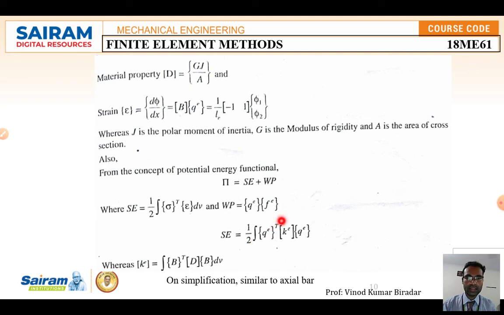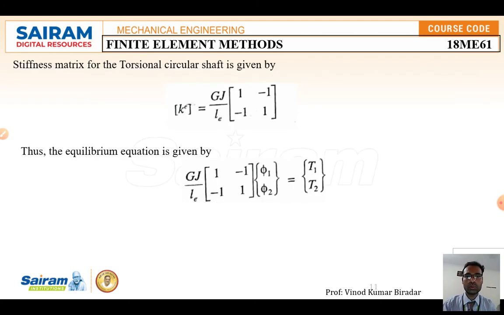Here K is nothing but the element stiffness matrix, which is given by this formula. On simplification, similar to what we simplified in the one-dimensional element, we get this equation: the stiffness matrix K is equal to GJ by Le times [1 -1; -1 1]. According to the equilibrium condition, K U equals F.